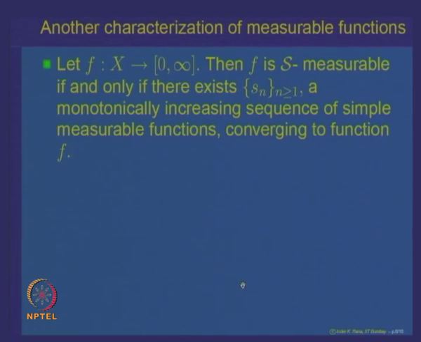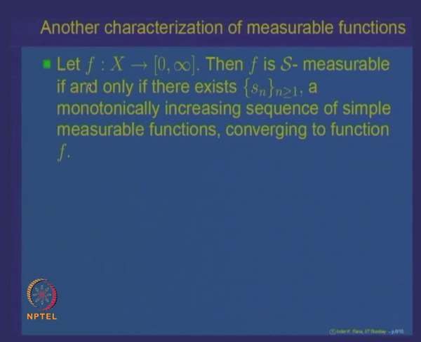We want to give a characterization of measurable functions in terms of simple functions. So, we start with a non-negative function. Let f be a non-negative function defined on X, taking values in 0 to infinity. We want to show that this function f is measurable if and only if there exists a sequence s n of simple, measurable, non-negative functions which are monotonically increasing to the function f.